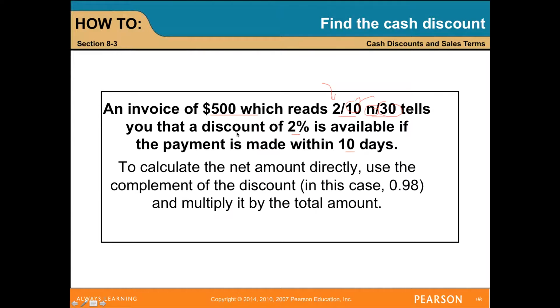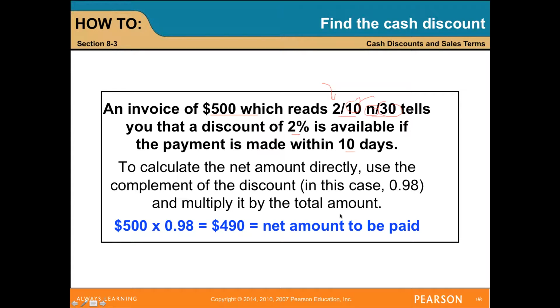To calculate the net amount directly, use the complement of the discount. So in this case, it's 0.98, and multiply it by the total amount. To elaborate, we have 500, which is the invoice amount. Then we have 98%, which is the complement of the discount, because the discount is 2%. And to get to 100%, we need 98% plus 2%, so that's the complement. And then that equals $490, and that gives you the net amount to be paid insofar as you are able to pay it within the 10 days in order to get that 2% discount.